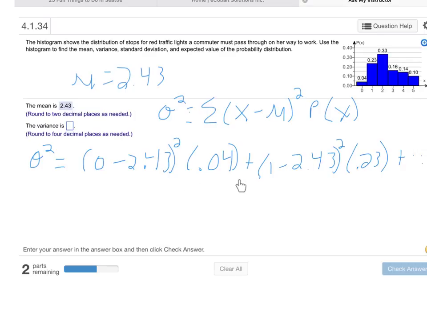Of course, you've got to add each of these, and then that result will be the sigma squared, or the variance. Hope this helps.